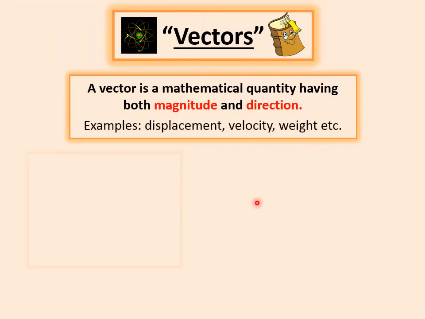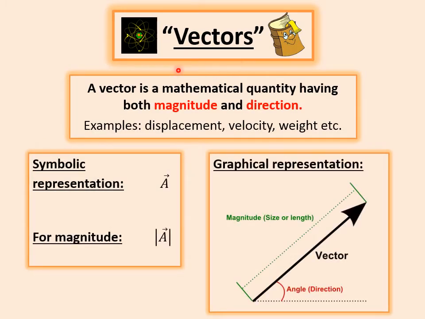Now students, we are going to define the vectors. It has a very simple definition. A vector is a mathematical quantity having both magnitude and direction. Now the examples are displacement, velocity, weight, acceleration, force, and so on.